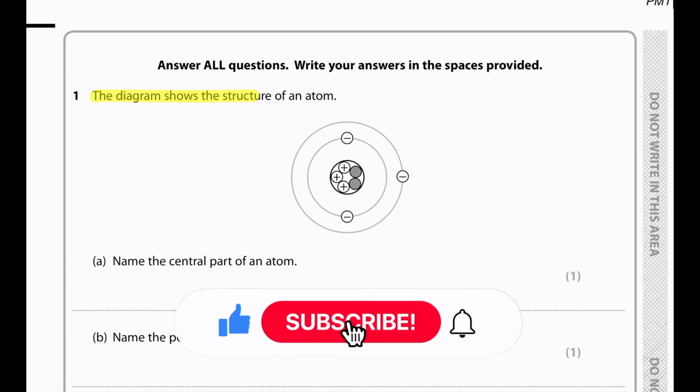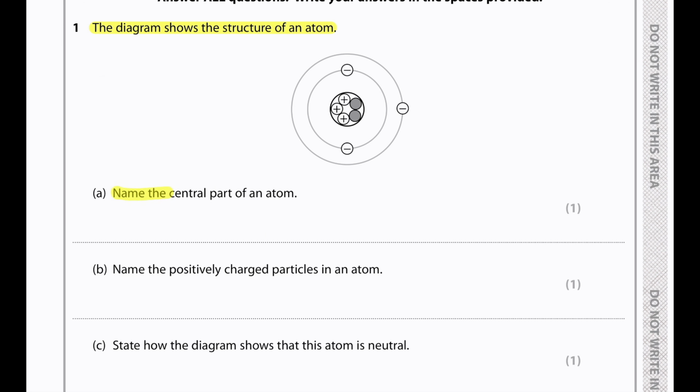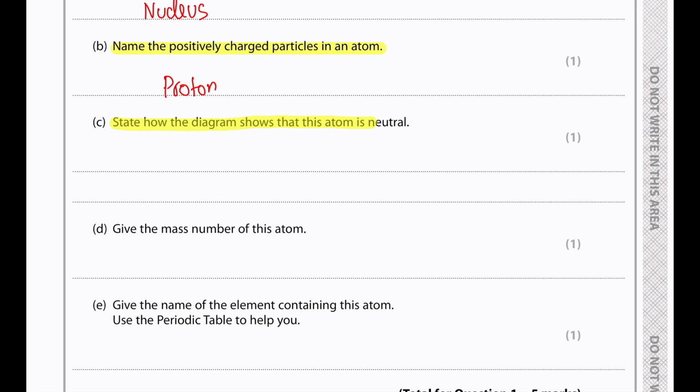The diagram shows the structure of an atom. Name the central part of an atom. So the central part of an atom would be nucleus. Name the positively charged particle in an atom. The positively charged particle in an atom is the proton. State how the diagram shows that this atom is neutral. In the diagram, we can see there are equal number of protons and electrons.